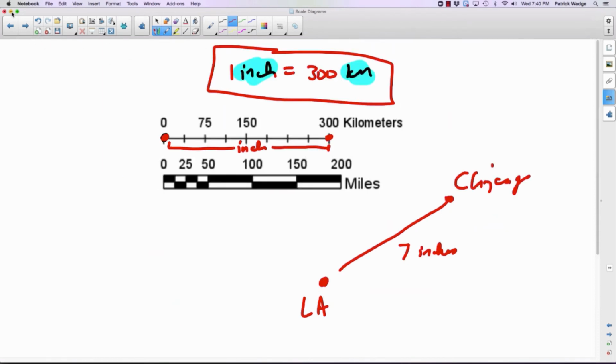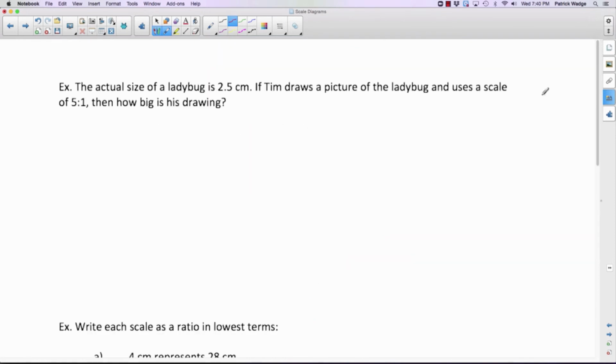What if you're trying to find the length of a drawing? How big is the drawing? So, talking about ladybugs here. Actual size of a ladybug is 2.5 centimeters. I just made this up. It might be completely wrong. If Tim draws a picture of the ladybug and uses a scale of 5 to 1, then how big is his drawing? All right, so remember our formula. Scale equals drawing over real.